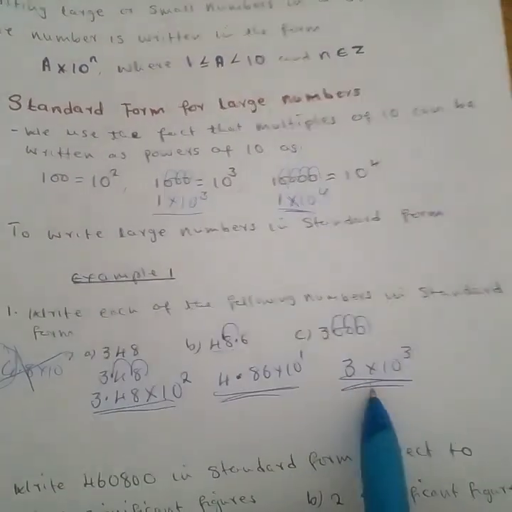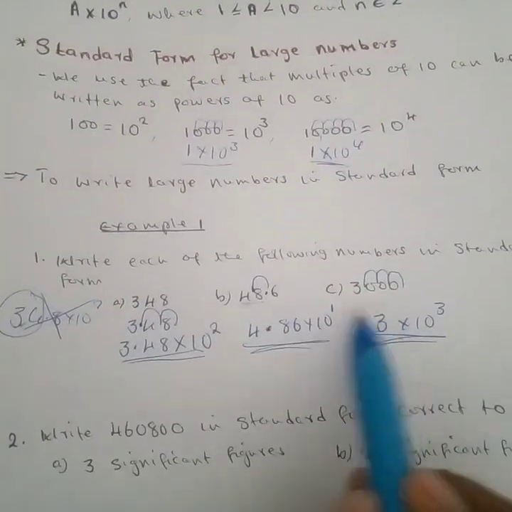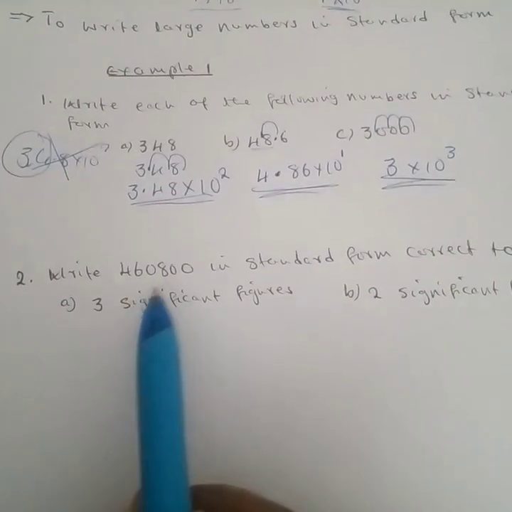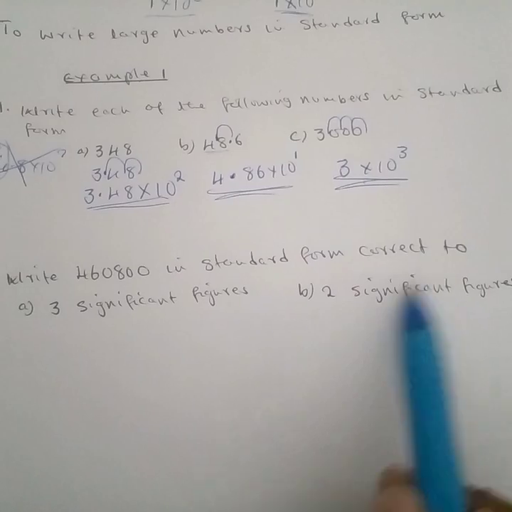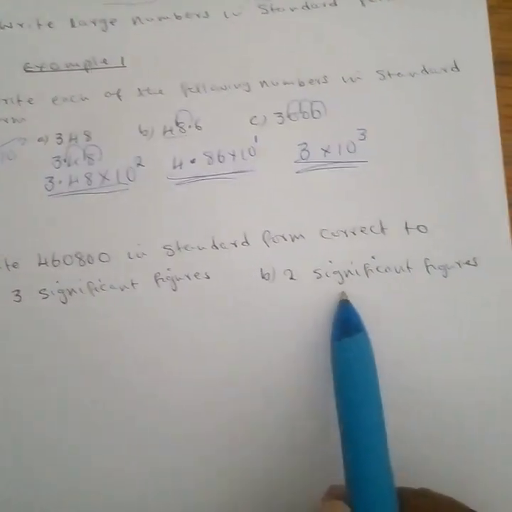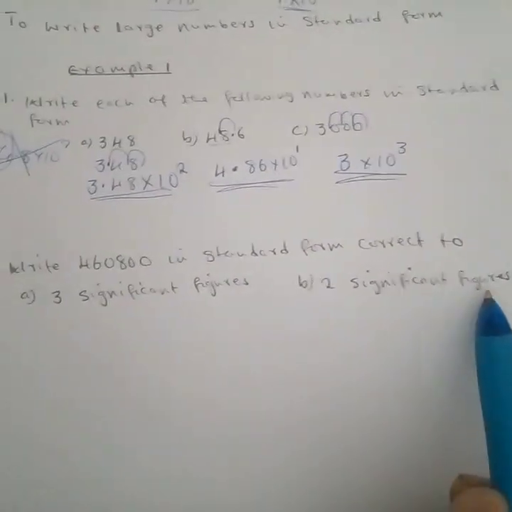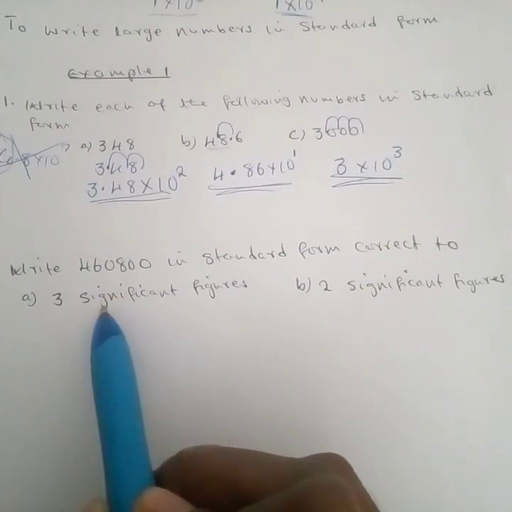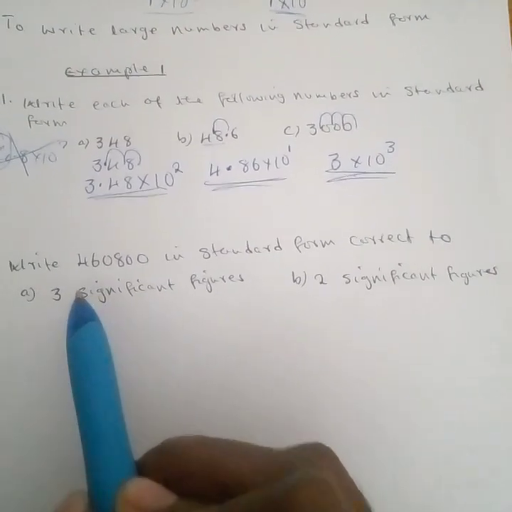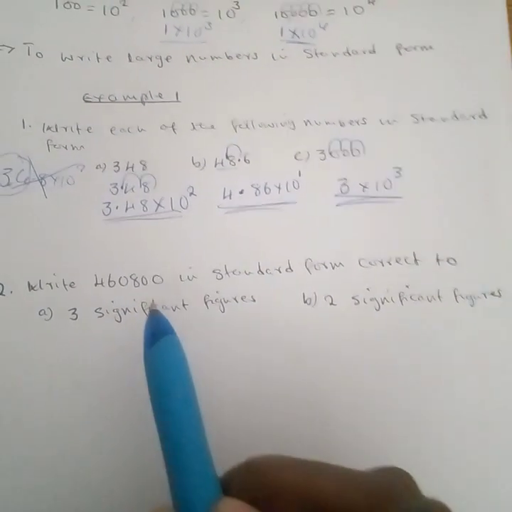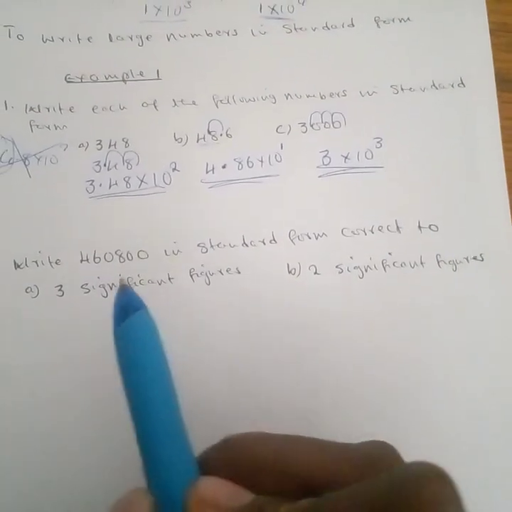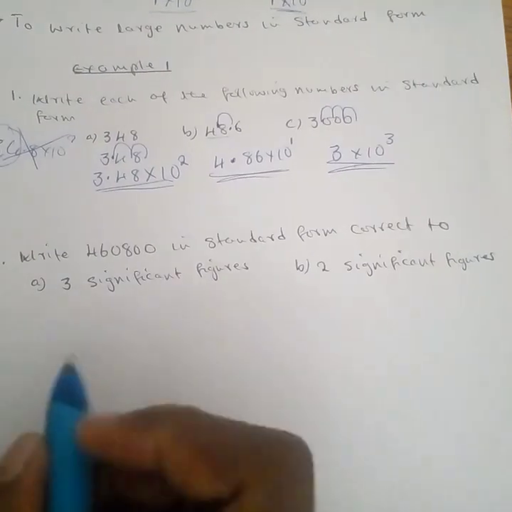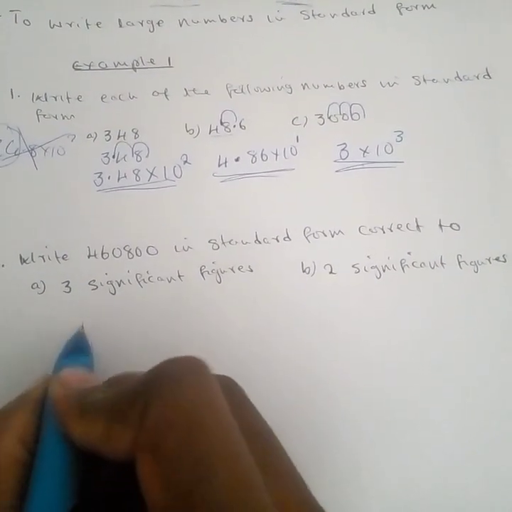Okay, so once we have understood how to round off numbers in standard form, we need now to move on to the second question, which will ask us to round off this number in standard form correct to 3 significant figures or 2 significant figures. So since we know how to write in standard form, now we should know how to write in significant figures when we are asked. Now, significant figures, we have learned about them and we have answered questions in the previous video. So if you have not watched the previous video, I would advise you to watch it so that you understand what significant figures is all about. So let's answer the first question.